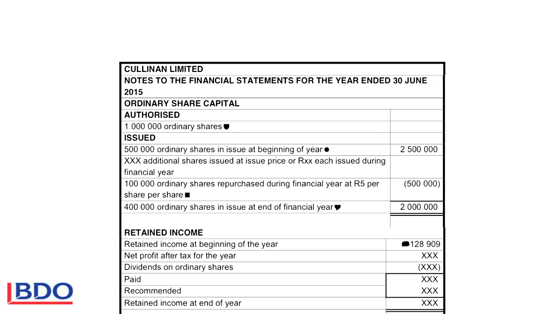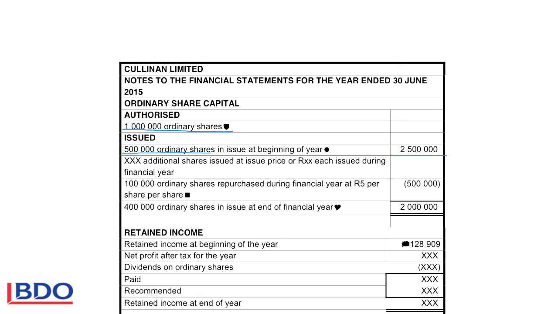If we look at the note, the ordinary share capital, the authorized is the maximum number of shares that the company can sell. This is the only place where we ever use the authorized share capital. The issued share capital is the total number of shares that was issued in previous year, and that will give us a balance at the beginning of the year of 2.5 million.